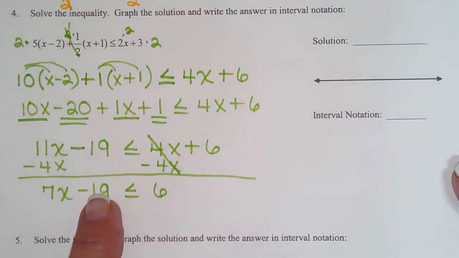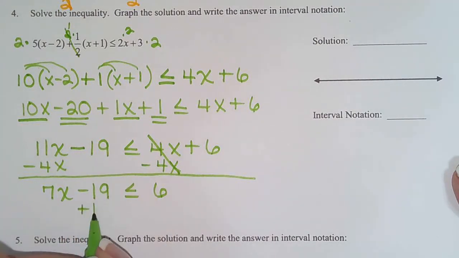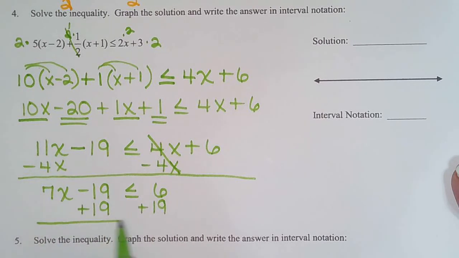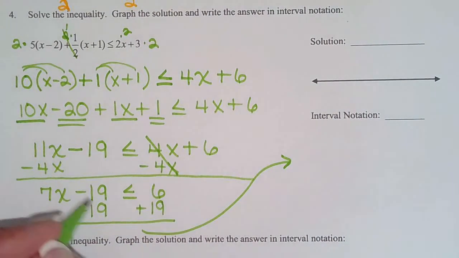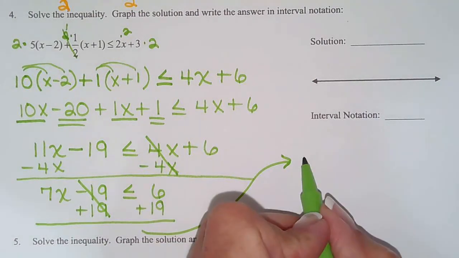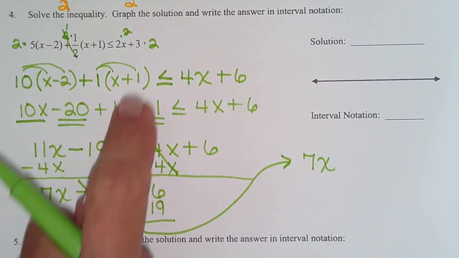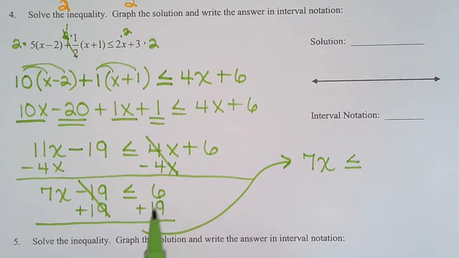So now anything without an x, which we call a constant, moves to the other side because we're moving to the other side. Again, we do the opposite, plus 19, plus 19. And we get 7x. This is going to cancel. We haven't divided or multiplied by a negative, so notice the symbol is the same as the original, less than or equal to 25.